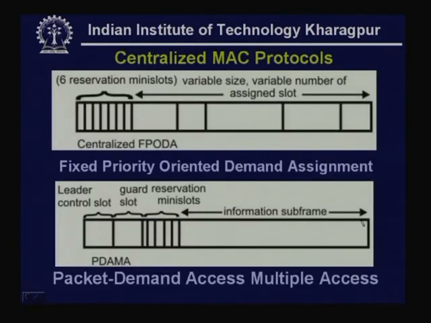And then there are centralized medium access control protocols. The centralized FDMA is an extension of Roberts protocol. Here there are 6 reservation mini slots, as you can see, of variable length, but here one of the ground stations acts as some kind of master and does the reservation, and variable length data can be transferred in this fixed priority oriented demand assignment.